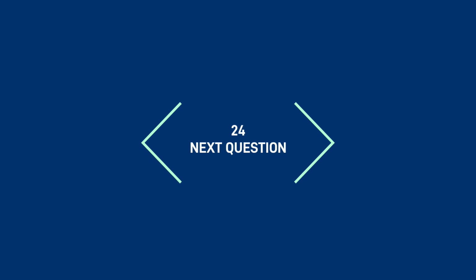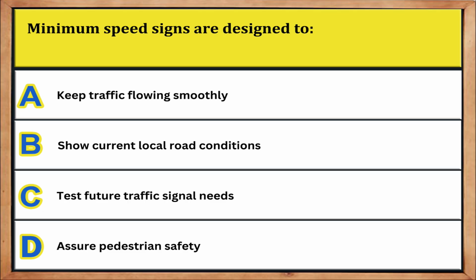Next question. Minimum speed signs are designed to A. Keep traffic flowing smoothly. B. Show current local road conditions. C. Test future traffic signal needs. D. Assure pedestrian safety.